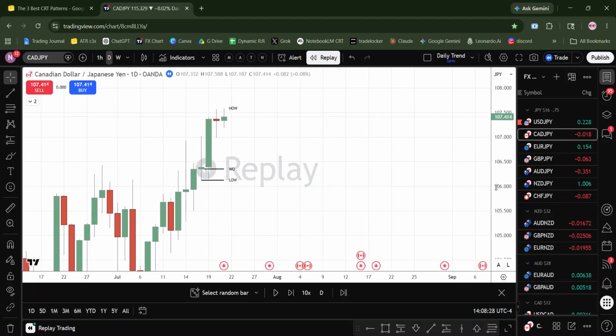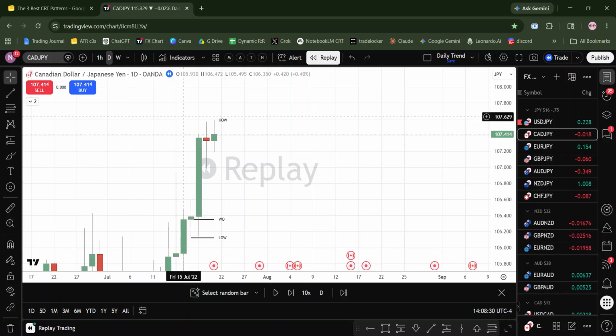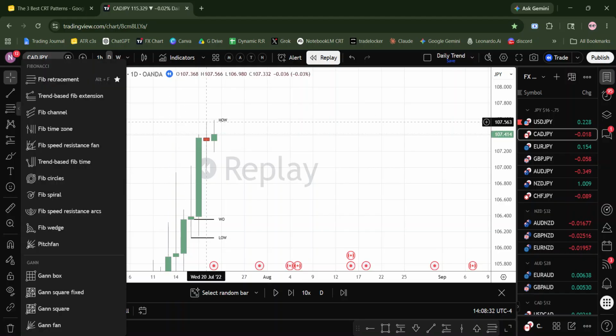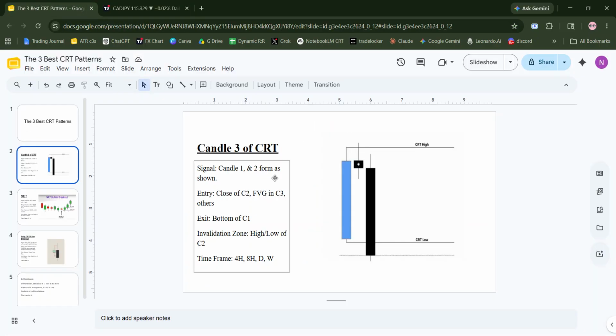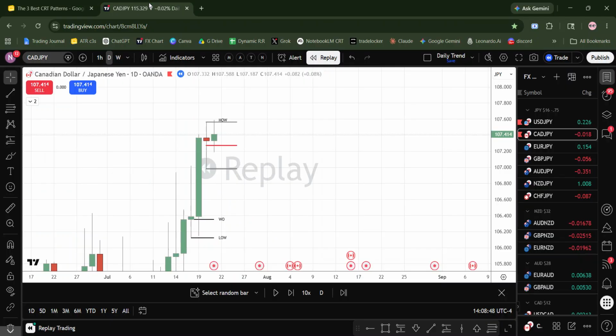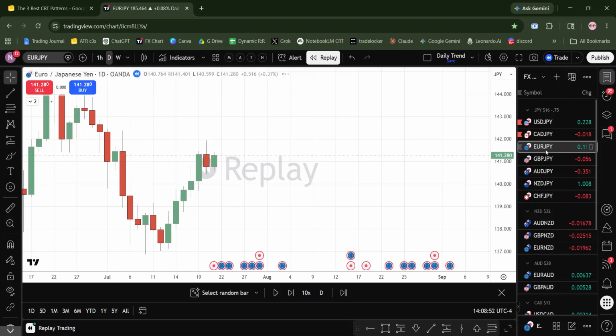All right, we got tight ranges here. We got the high of the week. So I will do this for a short bias on CAD Yen. I like the small ranges as well. That's good. Could always be wrong though, that's just what I see. Once again, this reminds me of this candle 1, candle 2, candle 1, candle 2. All right, Euro.